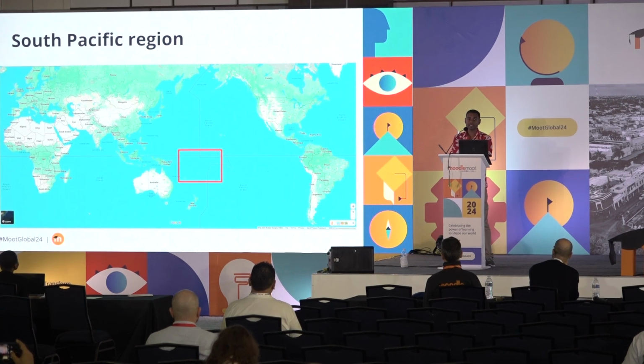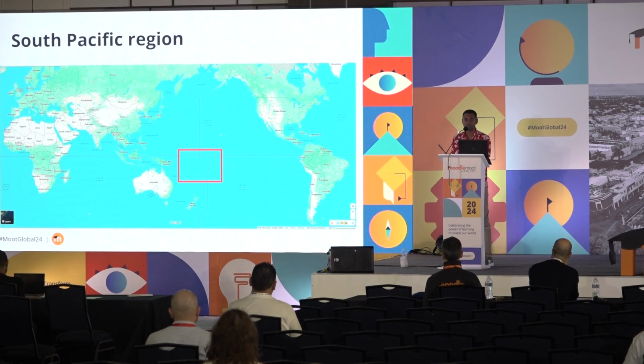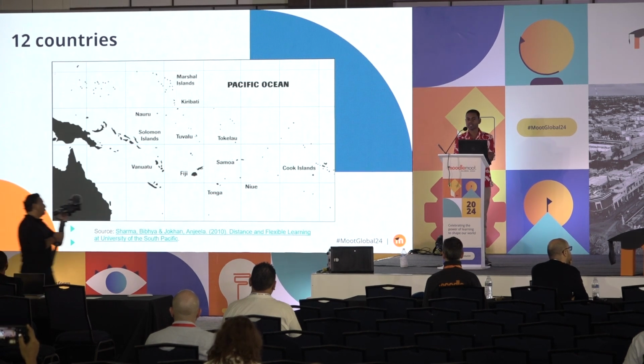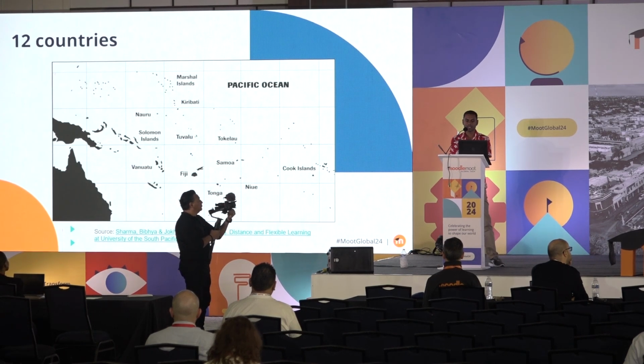There are more than 12 countries there, but if you look at the map, you might only be able to see one or two islands. But in fact, there are hundreds of islands there, maybe hundreds of even tinier atolls. And in this case, there would be these 12 countries that I would talk about. These 12 countries are part of a university that I used to work for before joining Moodle. It was the University of the South Pacific.